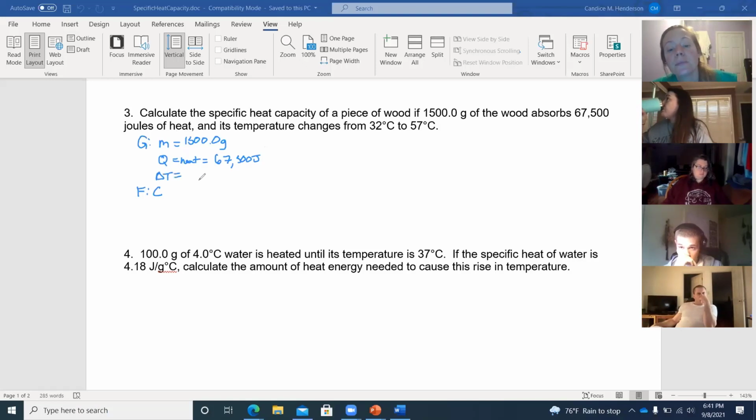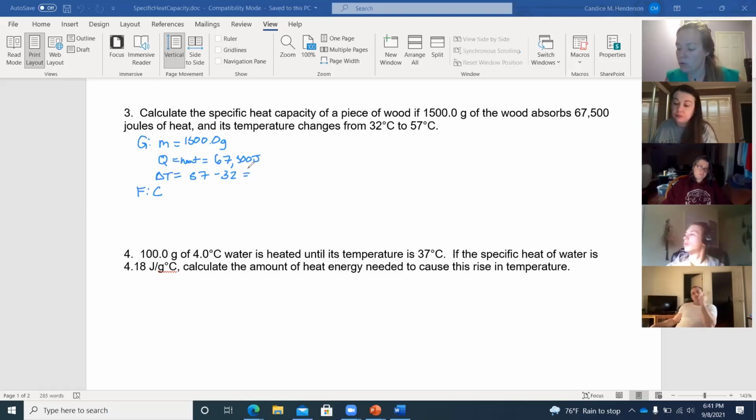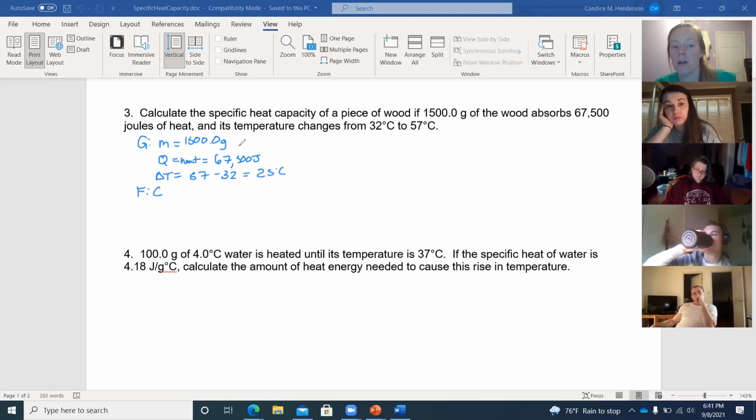Delta T, 57 minus 32, which will give us 25, yeah, 25 degrees Celsius. The units that we have are gram, joule, and Celsius. Those are good. We like those.